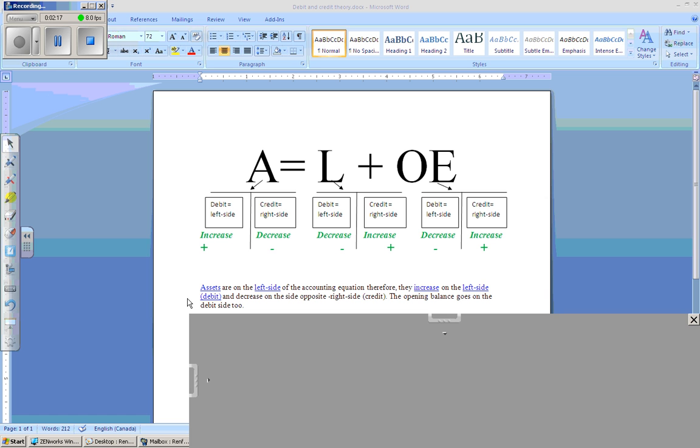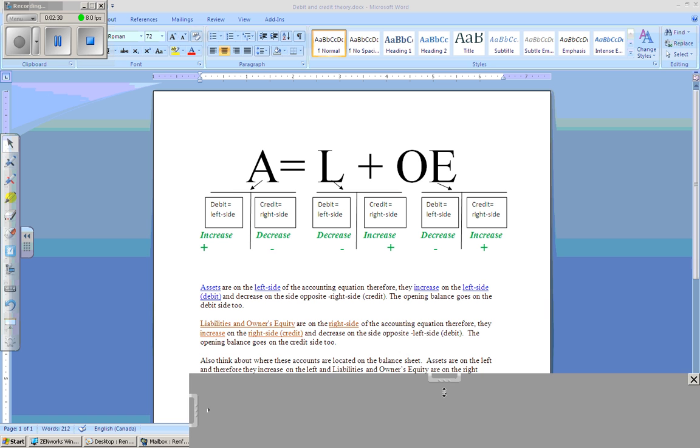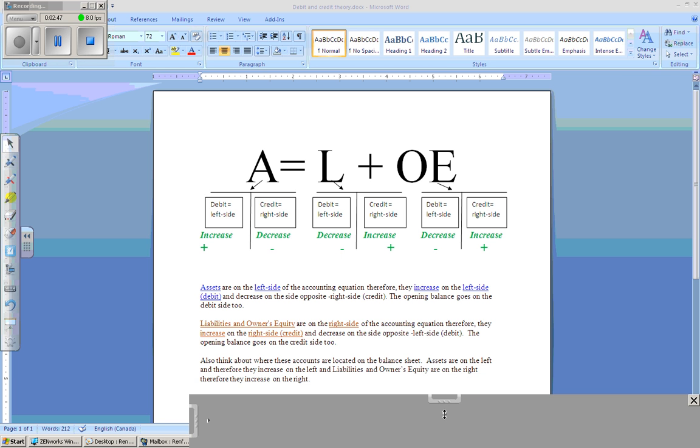Assets are on the left side of the accounting equation, therefore they increase on the left side or debit side and decrease on the side opposite. The opening balance in any asset account goes on the debit side too. Liabilities and owner's equity are on the right side of the accounting equation, therefore they increase on the right side or credit side and decrease on the side opposite. The opening balance also goes on the side it is in the accounting equation, on the right side.